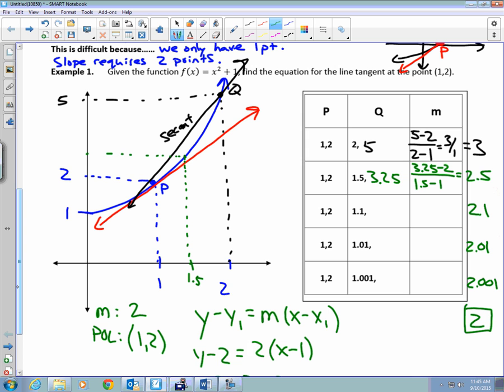But we'll make sure as we slide Q towards P, the slope of the secant line will approach the slope of the tangent line. It's actually on your test. On your next test, you have to say that exact thing. As Q moves closer to P, the slope of the secant line approaches the slope of the tangent line.